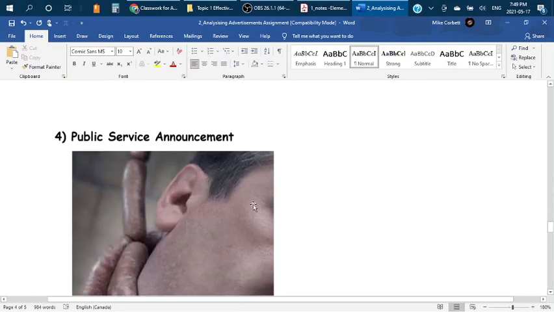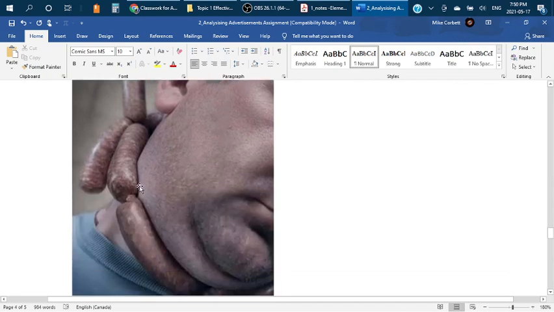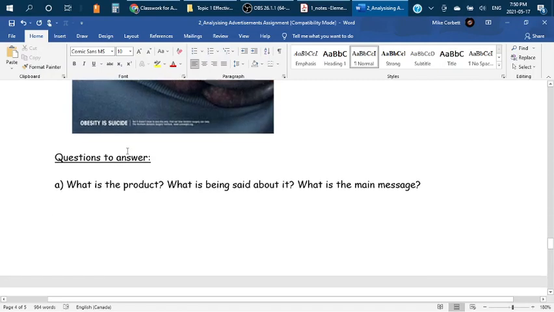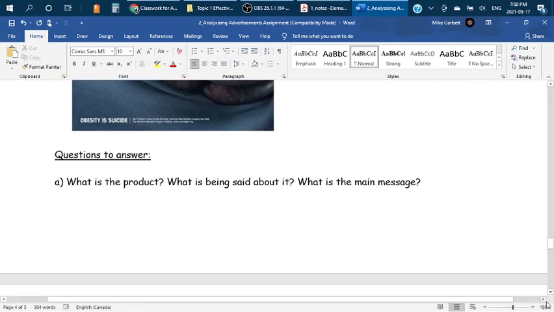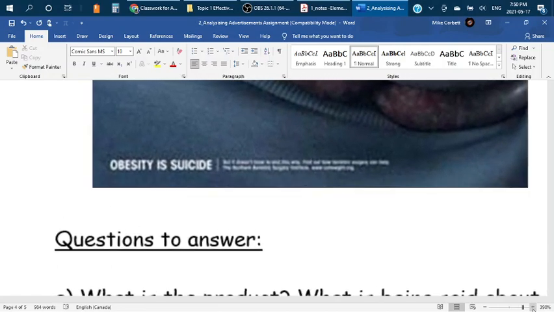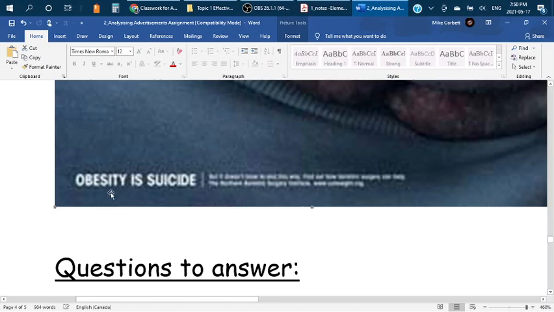Okay, so now the last one here, public service announcement. And this one here shows a person, and it looks like, unfortunately, there is a noose made of sausages around their neck. And that's a very graphic image. And if we zoom in really tight on this one to see the very small print, it's hard to even see. It's so blurry. Maybe if we had a bigger version of it. But it says here, obesity is suicide.